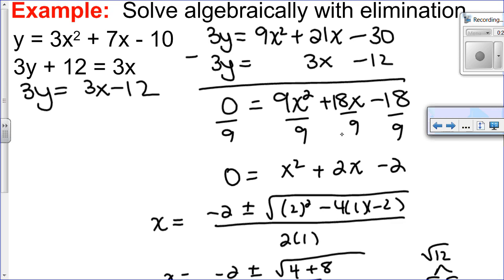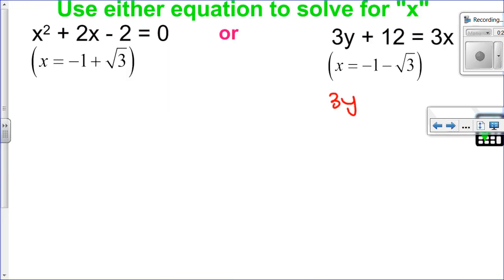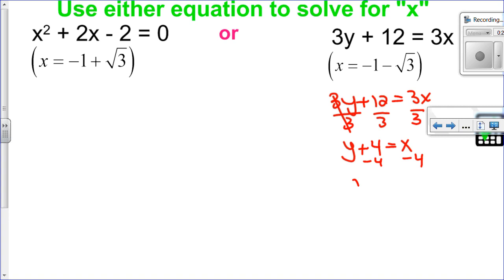Now remember our linear equation over here, we can just take all of this and divide it by 3 to make the substitution easier. So let's do that. So I have 3y plus 12 equals 3x. So I will divide each term by 3. So I have y plus 4 equals x. Now that is a simple substitution. I do not want to square a binomial radical if I can avoid it. So since I want to solve for y, I'm just going to make it even easier on myself by subtracting 4 from both sides. So I have y equals x minus 4.